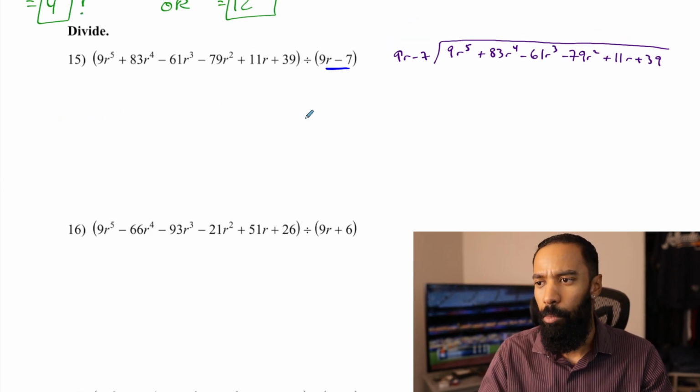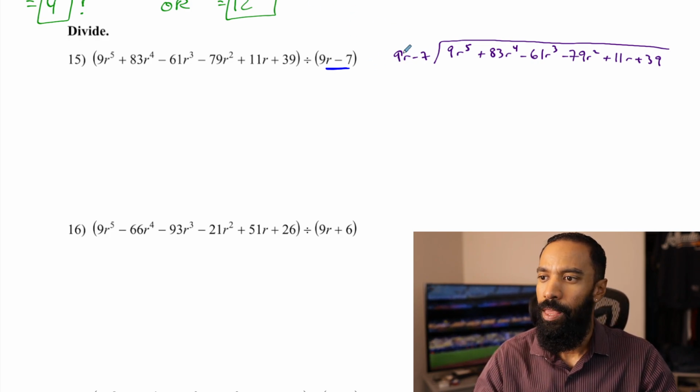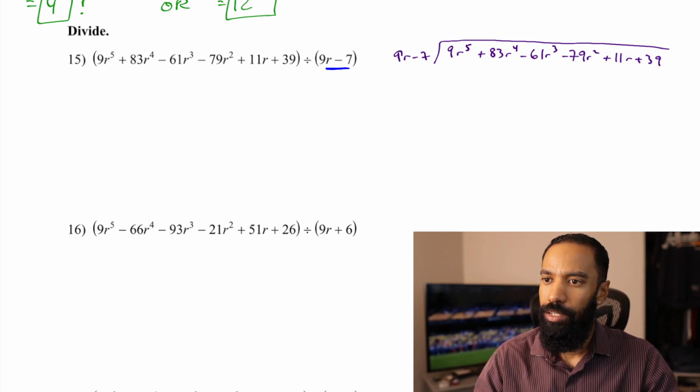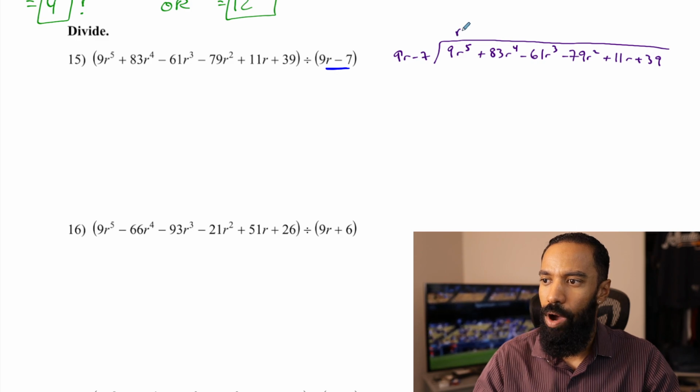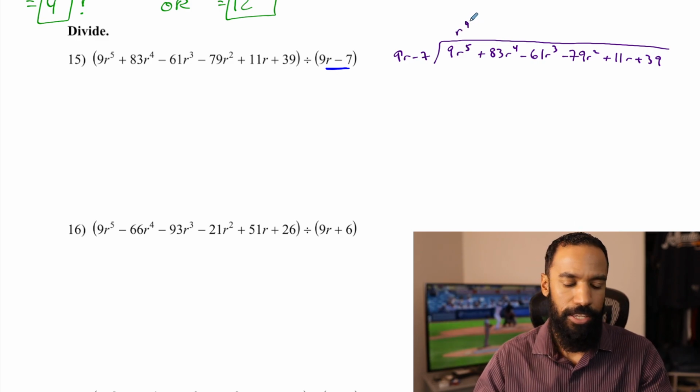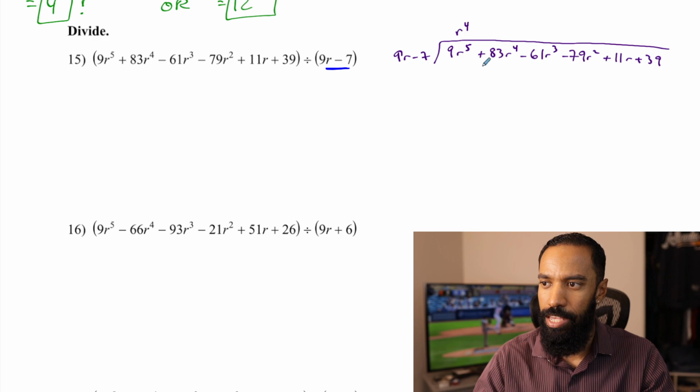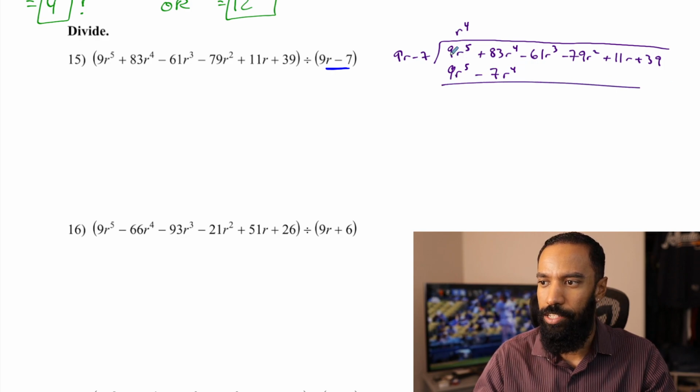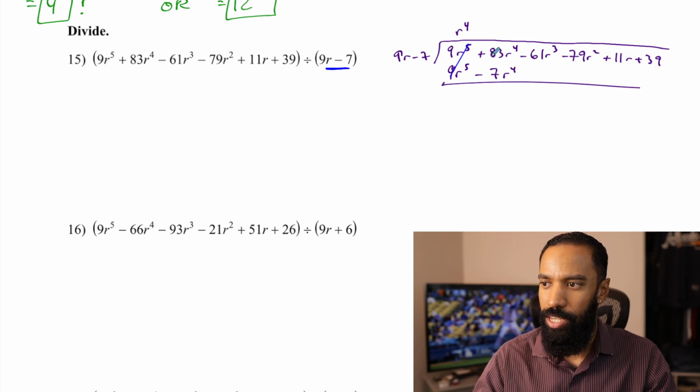How many times, multiply it out, subtract the result. 9r goes into 9r to the 5th, 1r to the 4th times, as in 9r times r to the 4th is indeed 9r to the 5th. Negative 7 times r to the 4th is negative 7r to the 4th, and we will subtract this result, where these guys go away, go bye-bye, and then these guys subtract.